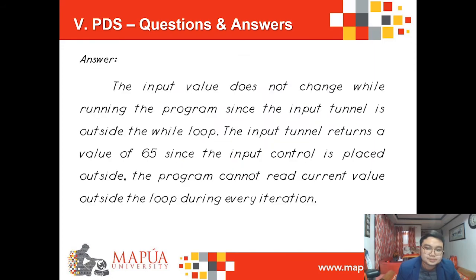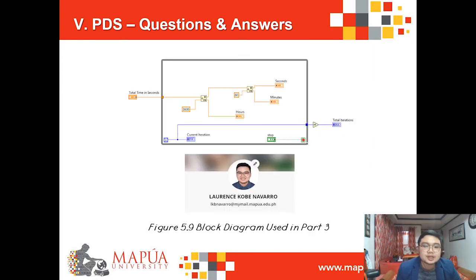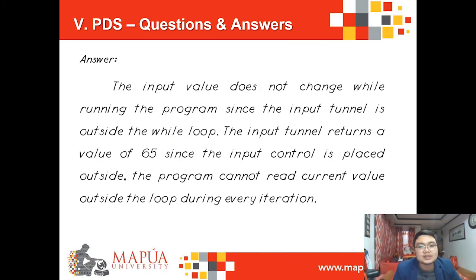So my answer for question 3.4 is that the input value does not change while running the program since the input tunnel is outside the while loop. The input tunnel returns a value of 65 since the input control is placed outside. The program cannot read the current value outside the loop during every iteration.